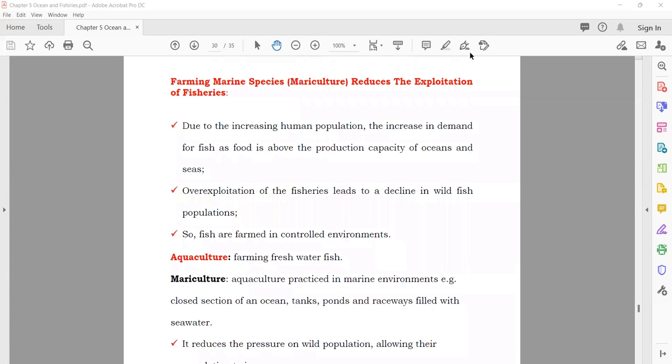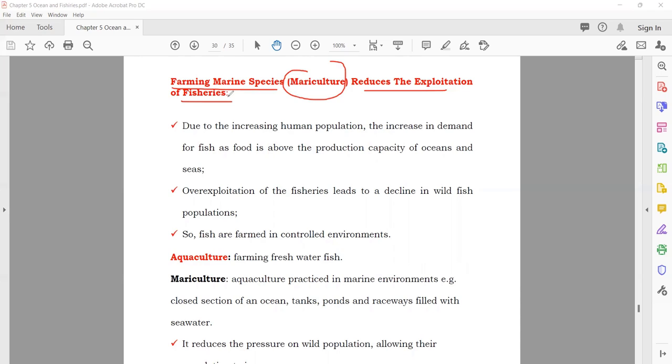After that, the farming of marine species, known as mariculture, reduces the exploitation of fisheries. They're saying that not only in the sea will you get fish, people are also farming fish. They make their pools, they make the places, they put the water, they bring the fish from outside, and they grow the fish there.